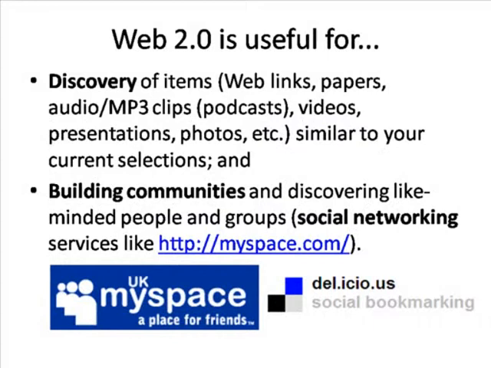Web 2.0 is useful for discovery of all sorts of items similar to your current selections. You might be looking at a photo, and Web 2.0 can help you find similar photos. It helps you also build communities and discover like-minded people and groups of people or researchers or whatever. This is known as the social networking services. One popular example is myspace.com.